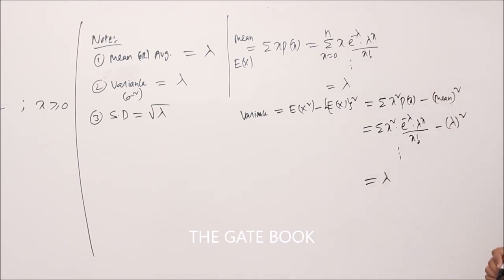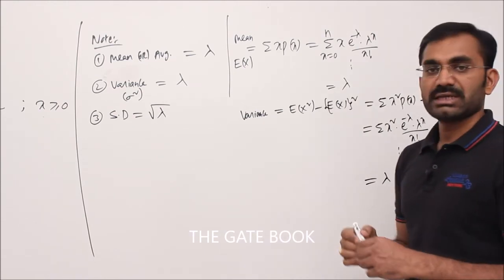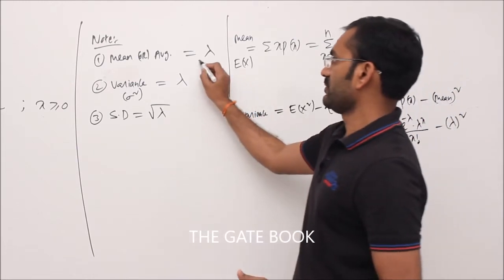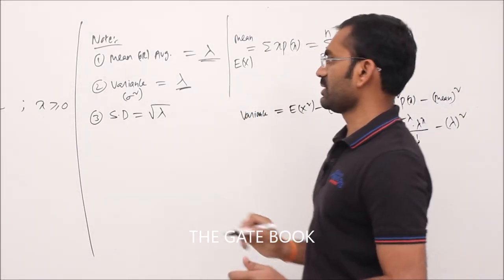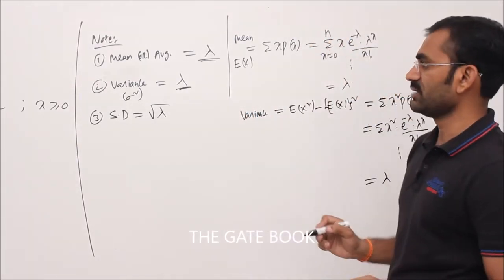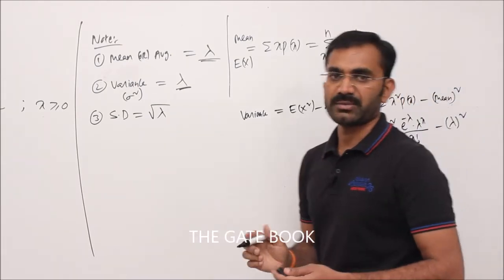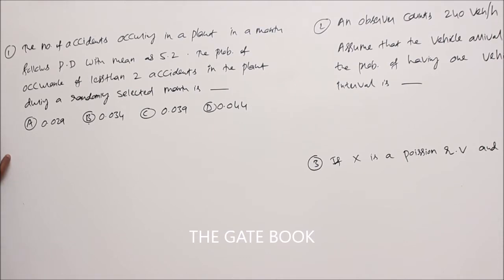So the important observation here is, in case of Poisson distribution, mean and variance are the same. Mean and variance are equal to lambda, whereas standard deviation is equal to square root of lambda, that is the positive square root of lambda. And now we'll do problems on Poisson distribution.